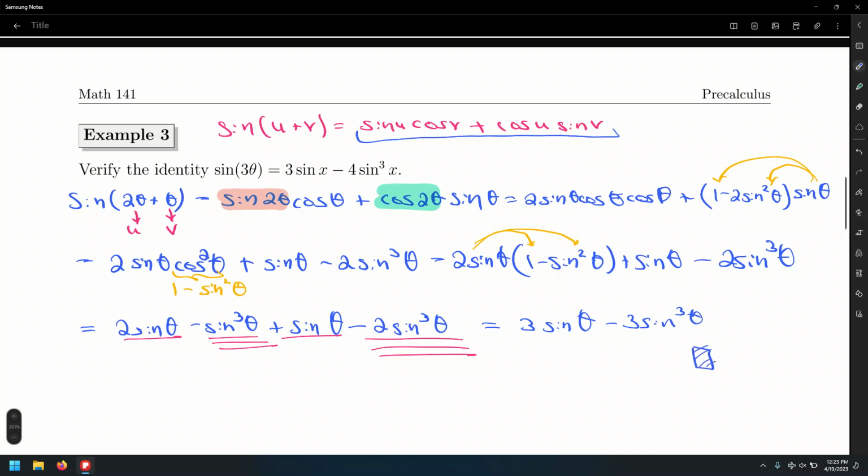Which one? This one right here? Oh, this one right here? Oh yeah, that's a 2. Never mind. That's a 2 and that becomes a 4, right? Thank you. And that's what we wanted to show, isn't it? That's the right hand side.